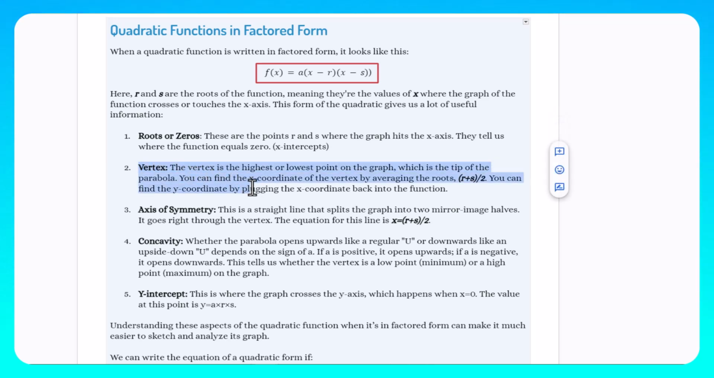The vertex of this is the highest and lowest point on the graph, which is the tip of the parabola. Now, this form doesn't give this to us right out, but there is a process we can follow. The first thing we can do is find the midpoint between those two x-intercepts. Well, why is that important? Let's draw a little graph here so that we can see why that might be a good thing.